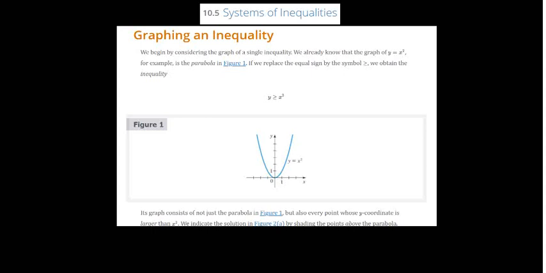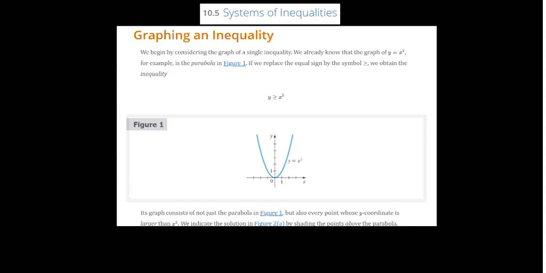We already know that the graph of y is equal to x squared is a parabola. So if we replace the equal sign with a greater than symbol, we obtain the inequality y is greater than or equal to x squared, as we see in the figure. Its graph consists of not just the parabola in figure 1, but also every point whose y-coordinate is larger than x squared. We indicate the solution in figure 2a by shading the points above the parabola.